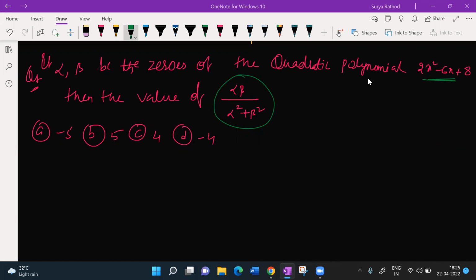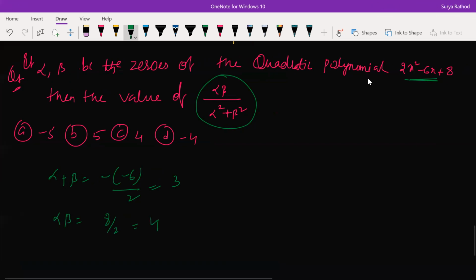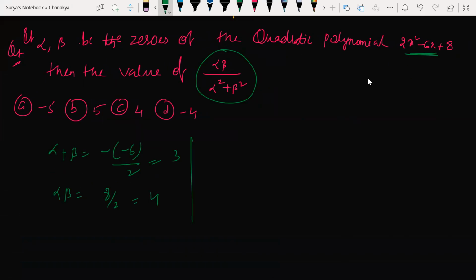Look at this, guys. Alpha plus beta is what, beta? Minus b by a, which is 3, correct? Alpha times beta is what? c by a, which is 4. Okay, did you get this point?